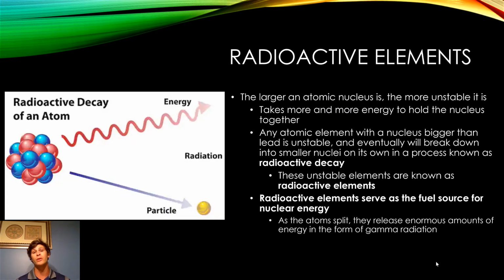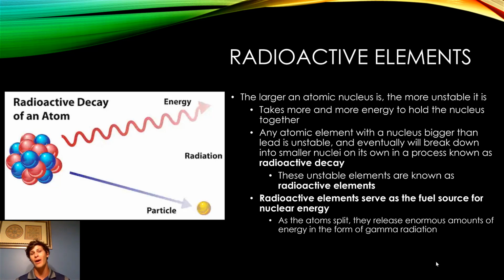Before we can do that, we really need to get into what are radioactive elements and something known as radioactive decay. Basically, what you should know is that the larger an atomic nucleus is, the more unstable it is. This is because it takes more and more energy to hold a nucleus of a very large atom together. Think of it in terms of opposites attract and likes repel. Remember from your introductory physical science classes or intro to physics classes, if you guys have ever taken them, that like charges actually repel each other, so the same charge repels one another, and opposite charges attract one another.